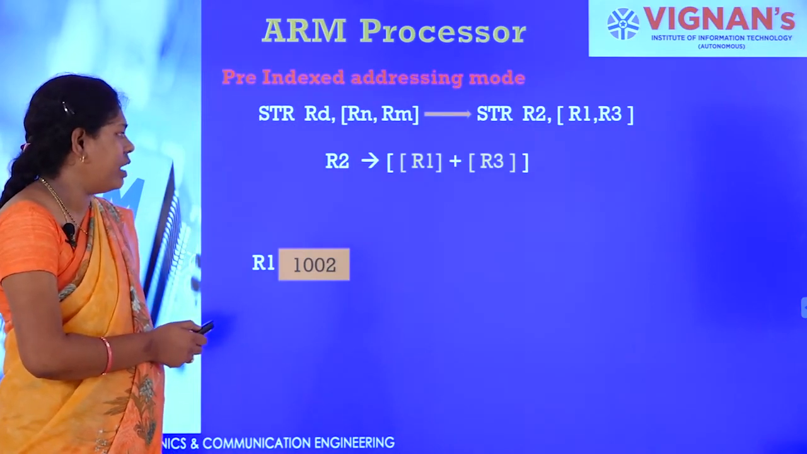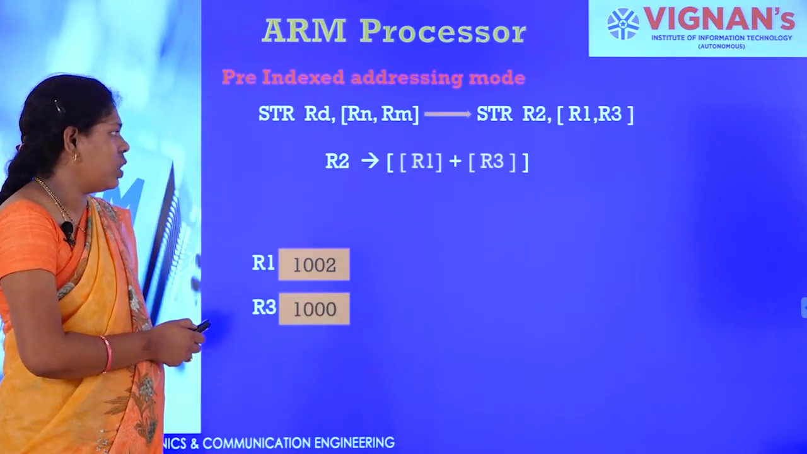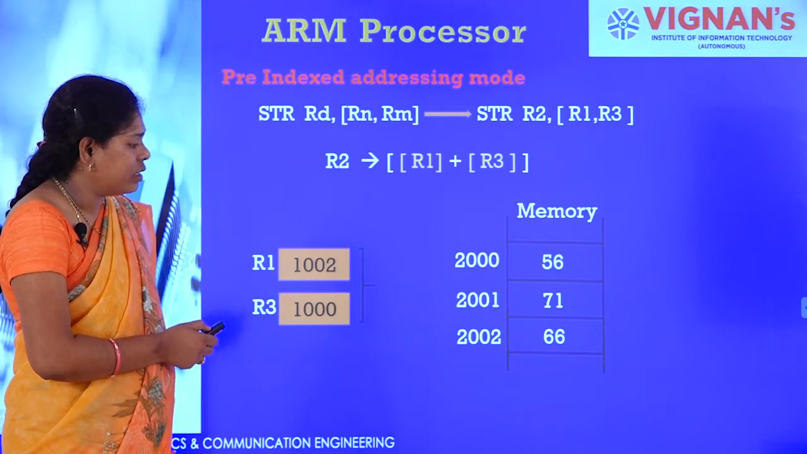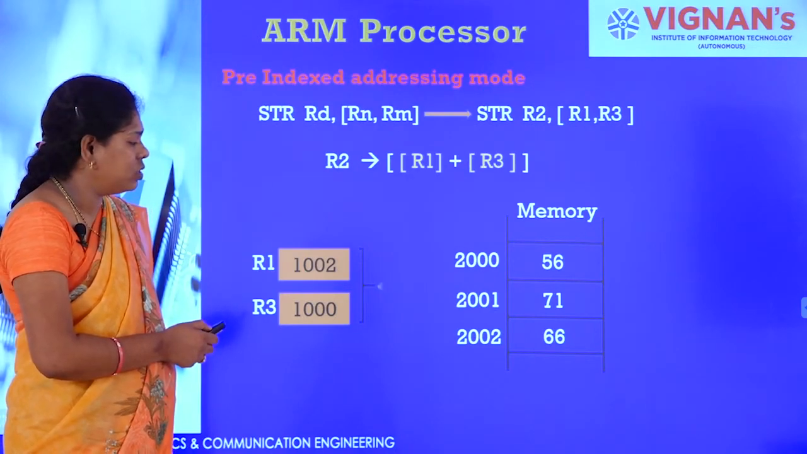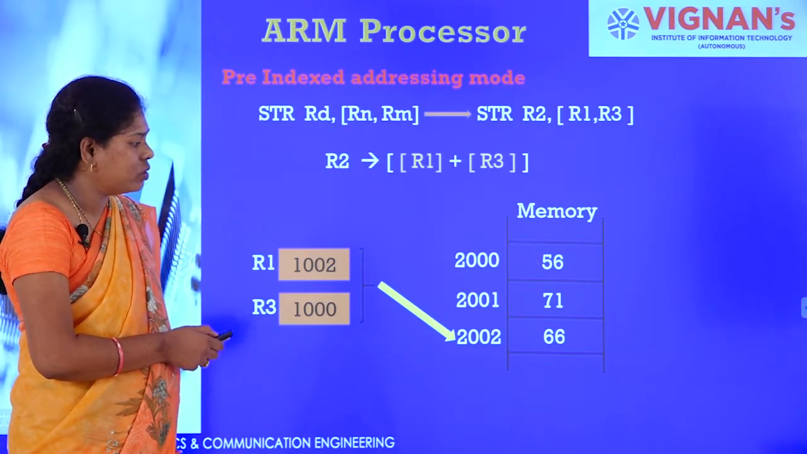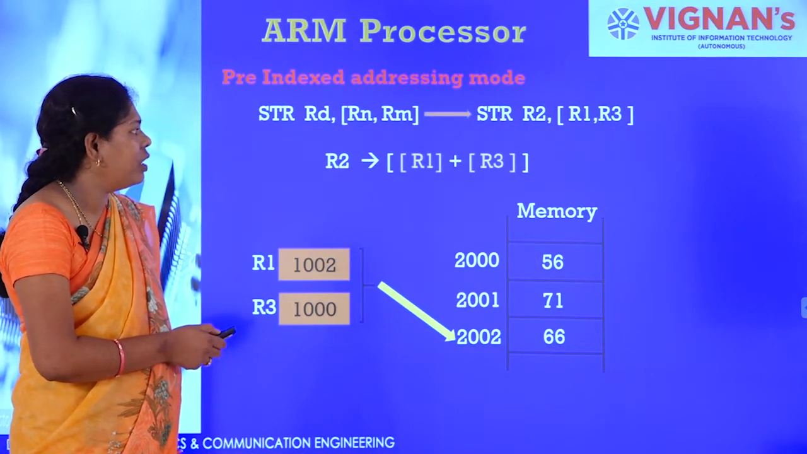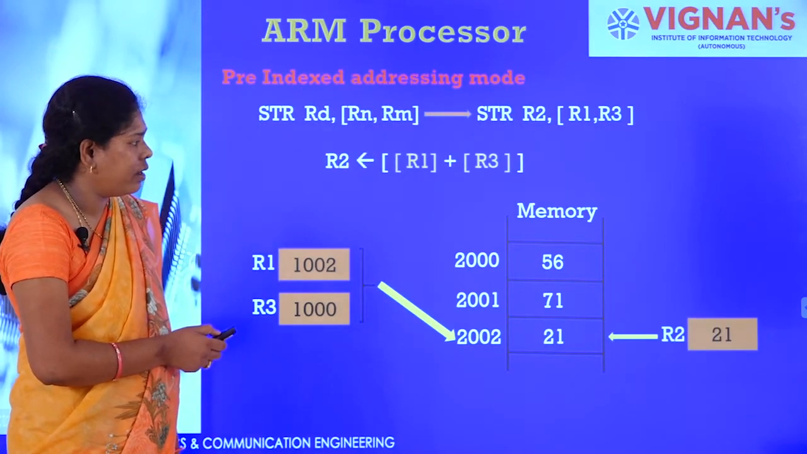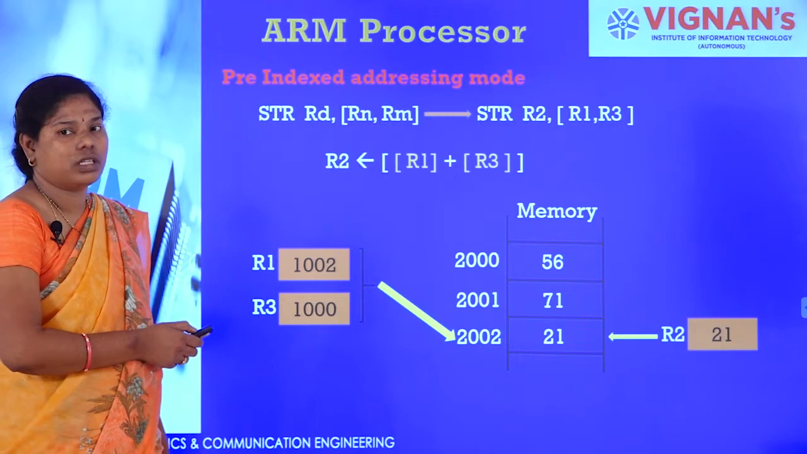Let us see the contents of R1. R1 is 1002 and R3 is 1000. The sum will be 2002, so it points to location 2002. The content of 2002 is 66. Now it will be overwritten with the contents of R2, that is 21. That is the store instruction.